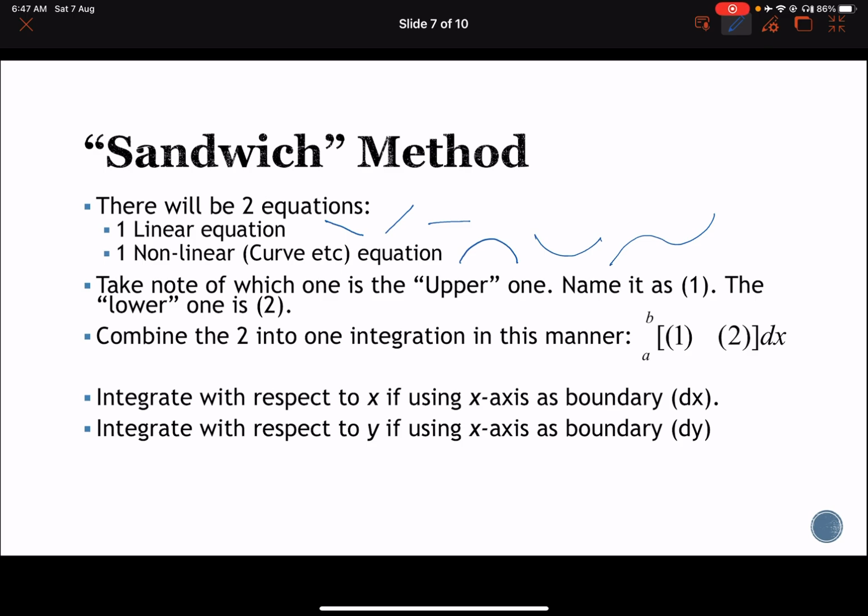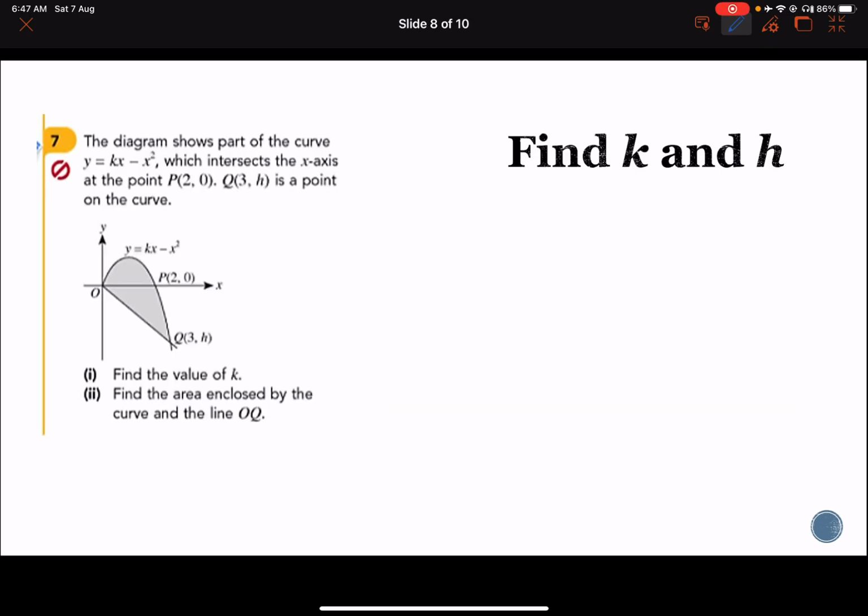Take note of which one is the upper one, naming it equation 1. The lower one is 2. Remember, a sandwich is made up of two pieces of bread. Imagine the top part is the top bread and the bottom one is the bottom bread. So the area is sandwiched in between, whatever you put in the middle for your sandwich. Now when you combine the two, you will have integrated from A to B, 1 minus 2.